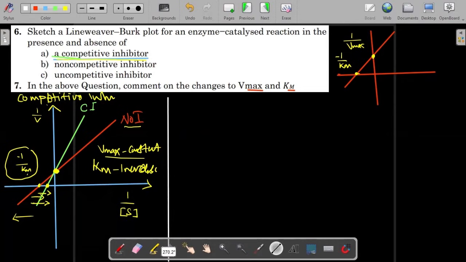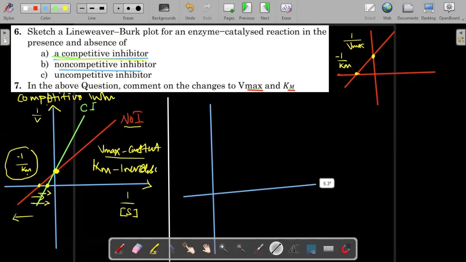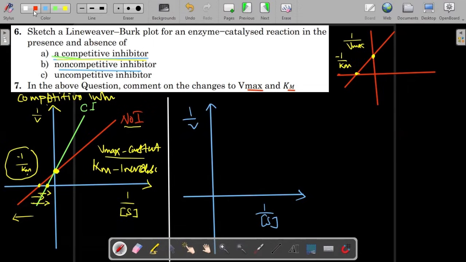Okay, what about when we have a non-competitive inhibitor? So your plot is going to look something like that. So you have your y as usual, you have your x like that. Okay, so we are saying this here is 1 over substrate concentration. And then there we have 1 over what? V. So first of all, we are going to draw a normal line, okay, when we have no inhibitor. So when we have no inhibitor, we're just going to have a normal curve like that, okay? So this will be no inhibitor, okay?